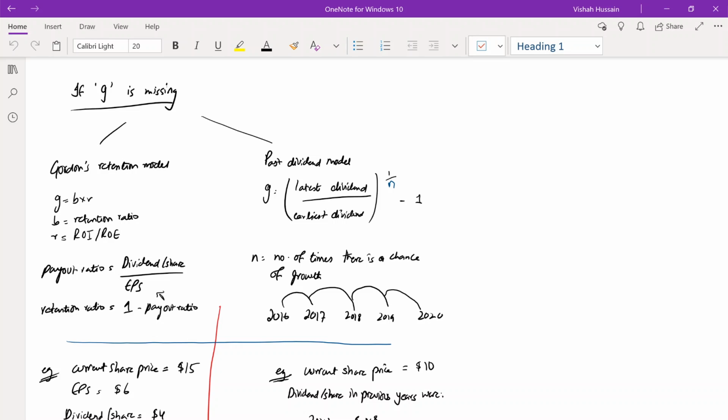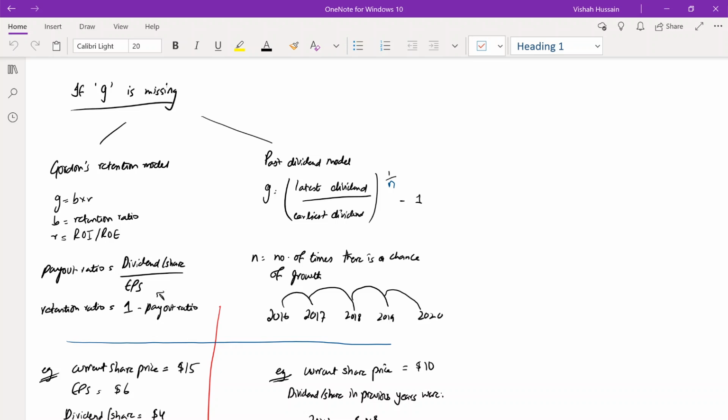Okay, if growth is missing, then Gordon's retention model or the past dividend model shall be used. Gordon's retention model has a formula of growth G = B × R, where B is the retention ratio and R is the return on investment or return on equity. Now, retention ratio is basically the proportion of profits that you have retained as a company. How is it computed? Retention ratio = 1 - payout ratio if you are writing the answer in decimal, and if you are writing in percentages, then 100 - payout ratio percentage. That is going to give you the retention ratio in percentages.